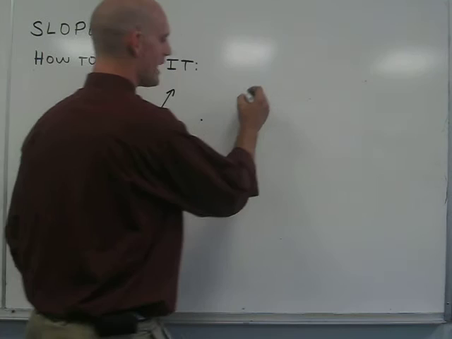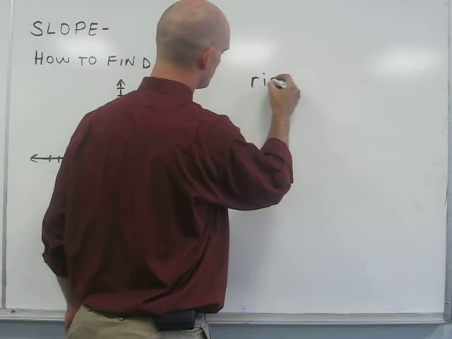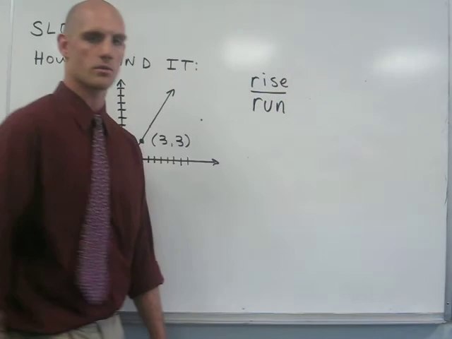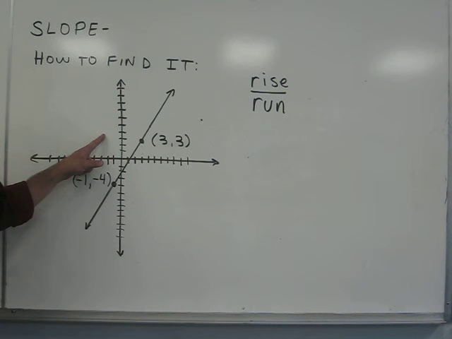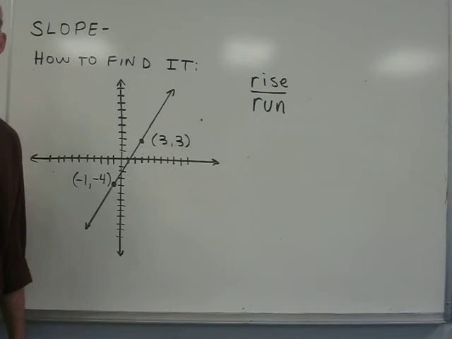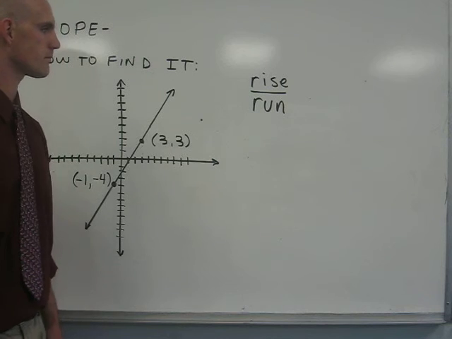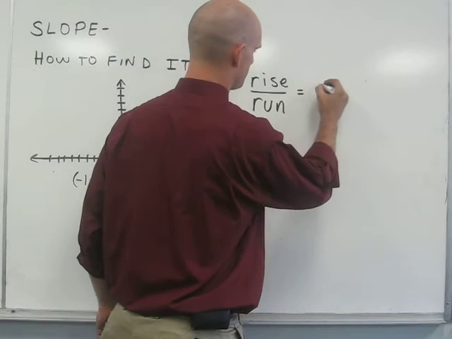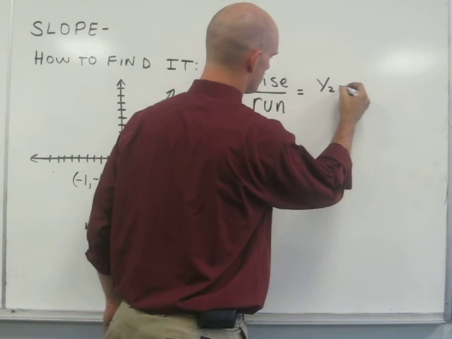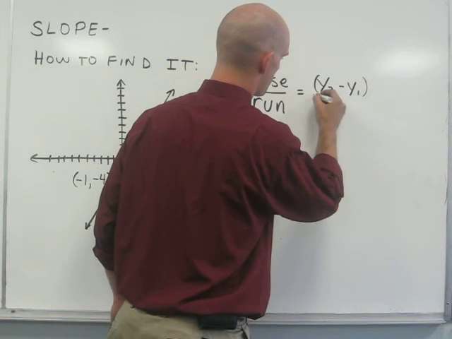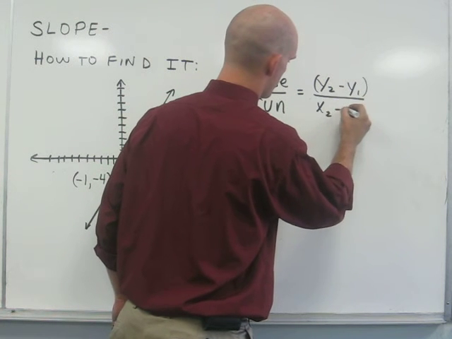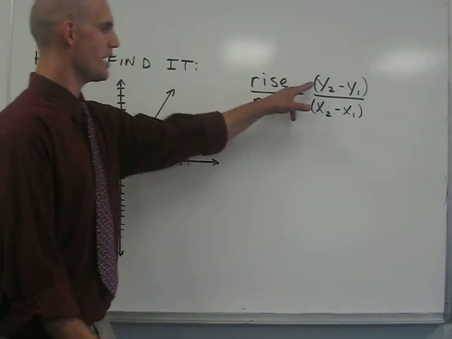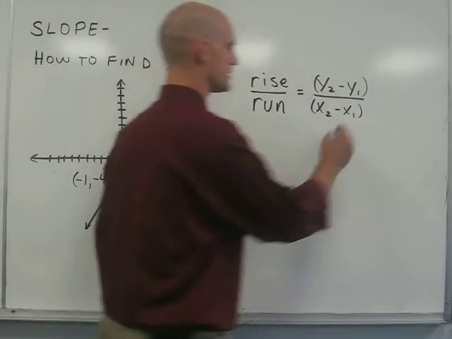Slope, as we know, is calculated as rise over run, or the amount that you go up divided by the amount you go over to get from point to point. When calculating rise over run, we can use this formula. That will give us the change in y over the change in x.